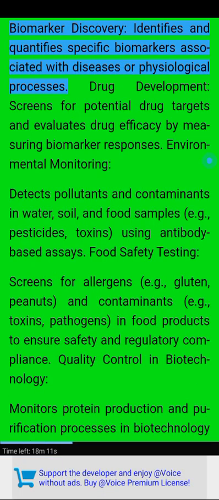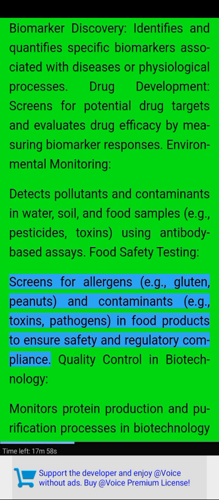Biomedical research. Biomarker discovery. Identifies and quantifies specific biomarkers associated with diseases or physiological processes. Drug development. Screens for potential drug targets and evaluates drug efficacy by measuring biomarker responses. Environmental monitoring. Detects pollutants and contaminants in water, soil, and food samples, e.g., pesticides, toxins, using antibody-based assays. Food safety testing.